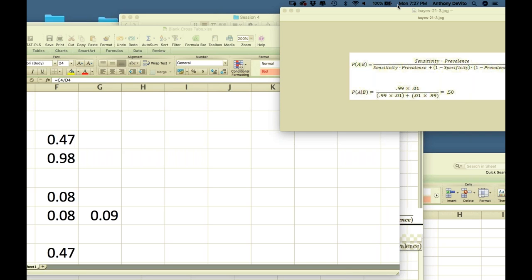Just like in that table, we were looking at it from the perspective of the probability of being married given that you're male, or male given that you're married, or something like that. You can use Bayes' theorem universally. We're just specifically applying it to this.